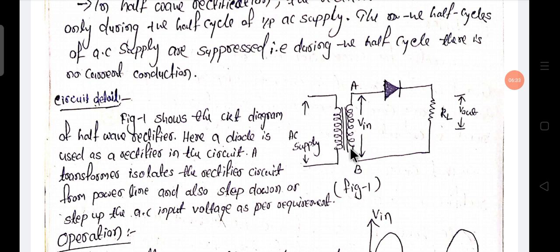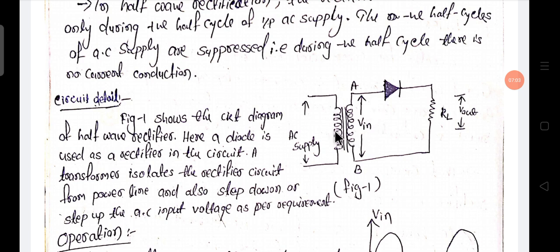This transformer is used for two works. One is isolation purpose. Isolation means it isolates the rectifier circuit from the high voltage supply line. The AC is a high power supply line, so it protects from the risk of current shock. So we use a transformer.